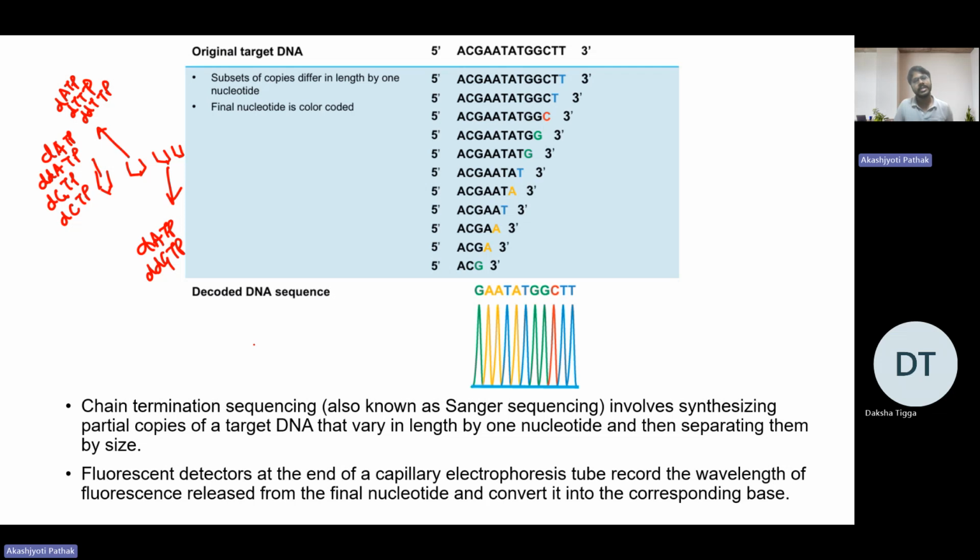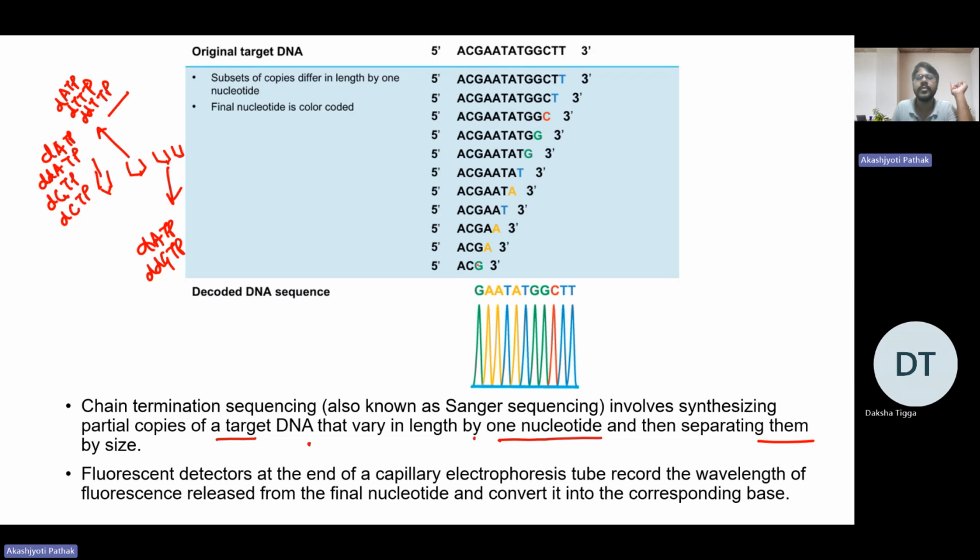So wherever, instead of thymine getting added, if ddTTP is added, then at that moment the reaction will stop. So you will get different lengths of DNA fragments. This chain termination sequencing, also known as Sanger sequencing, involves synthesizing partial copies of a target DNA that vary in length by one nucleotide and then separating them by size. So you see here, you are getting different sizes of DNA fragments.